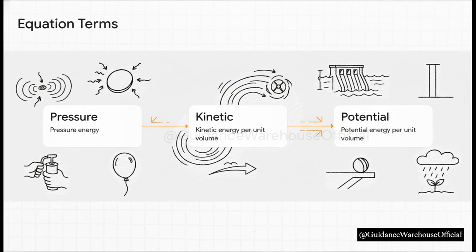Step 1 is the pressure energy. Step 2 is the kinetic energy per unit volume, which we write as 1/2 times the fluid density, rho, times velocity squared. And step 3 is the gravitational potential energy per unit volume, written as density times gravity times height. The sum of these three components remains perfectly constant as a fluid flows along a path.